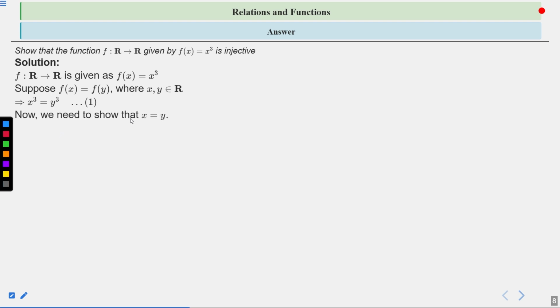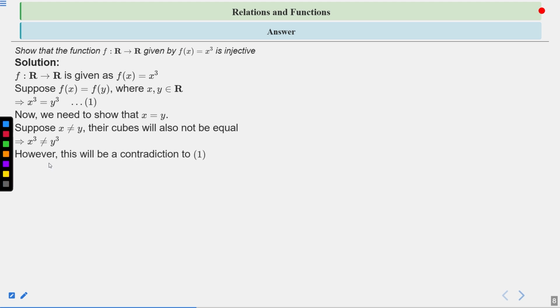Now we need to show that if x cube is equal to y cube, then x is equal to y. Suppose x is not equal to y, right? So their cubes will not be equal, right? If x is not equal to y, then how will their cubes, x cube, be equal to y cube? It is a simple, logical thing. So if x is not equal to y, then x cube is not equal to y cube, then injectivity will not be satisfied. However, this will be a contradiction to 1, because we have assumed that x cube is equal to y cube.